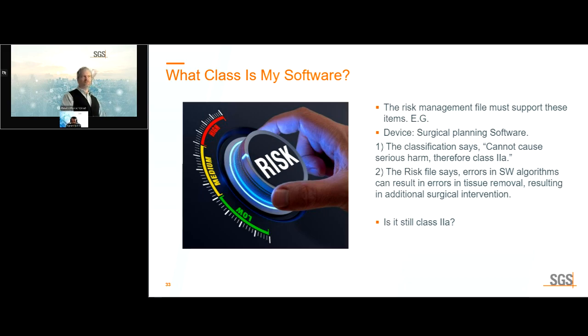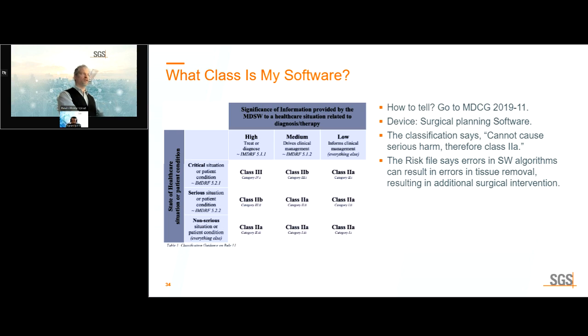And it seems that way, but then you look at the risk management file and it says an error in the software algorithm might result in either wrong tissue removal, additional surgical intervention, or something of the nature of incorrect radiation delivery. So that's an example where you might have to deal with, is it still class 2A? You yourself have to now go through this table. So let's look at this example, right? So the first thing you want to do is ask, is it critical, is it serious, or is it non-serious? So originally we're told it's class 2A, all the way, non-serious, right? Nothing can happen. But the risk management file says surgical intervention, additional.